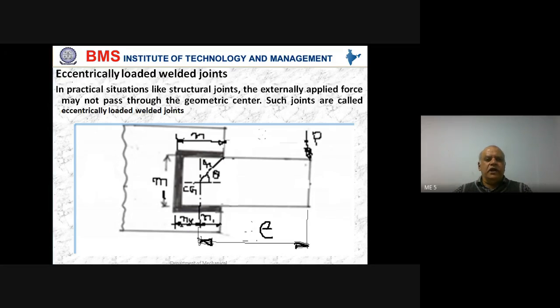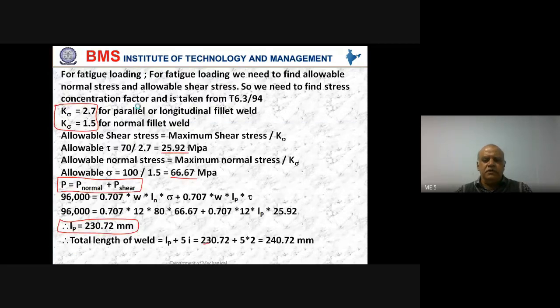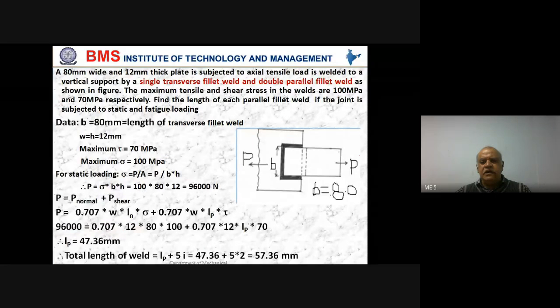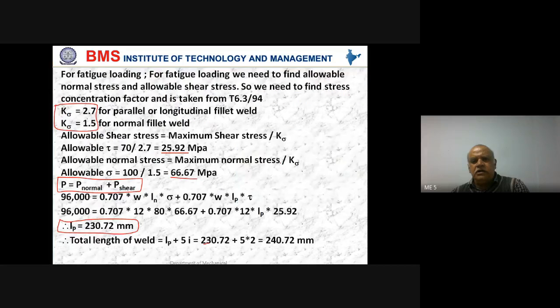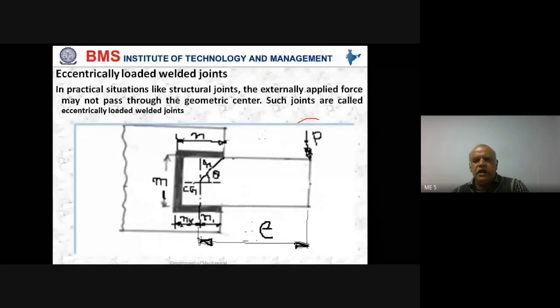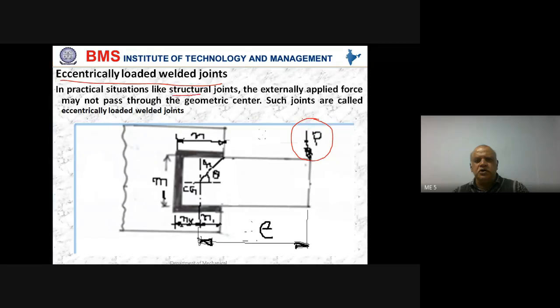topic. So with that, we end up with problems which are based on axial loading cases. We solve problems based on welded joints being subjected to axial loads. Now let us look at welded joints being loaded with transverse loads, and they are called eccentrically loaded welded joints, because in practical situations like structural joints, the externally applied force may not pass through the geometric center of the weld. Such joints are called eccentrically loaded welded joints.